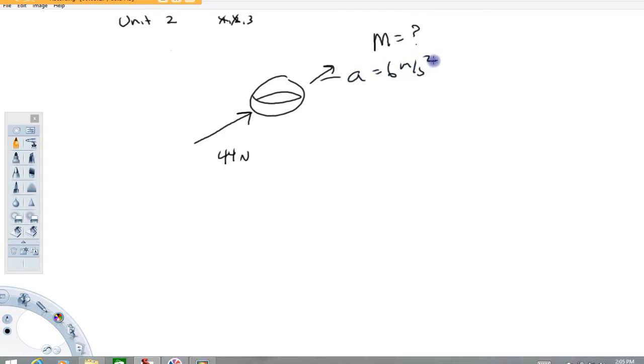This is just a standard Newton's second law problem, so I'll go ahead and write out Newton's second law. Net force equals mass times acceleration. And there is our net force, and there is our acceleration, and that will allow you to find the mass. So that's enough on problem number 3. I'm going to call that done.